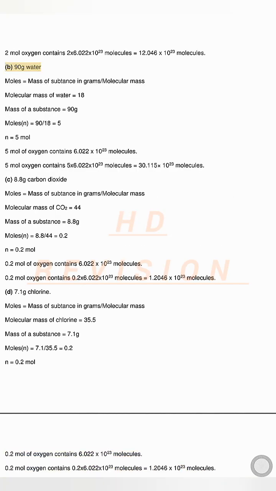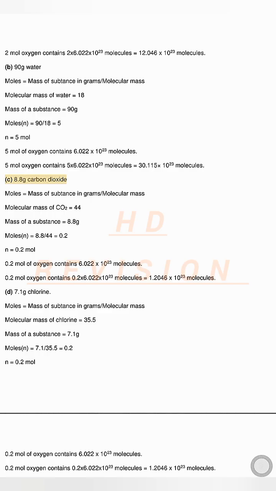B. 90 grams water. Moles equals mass of substance in grams divided by molecular mass. Molecular mass of water equals 18. Mass of substance equals 90 grams. Moles, n equals 90/18 equals 5. n equals 5 moles. 1 mole contains 6.022 x 10^23 molecules, so 5 moles contains 5 x 6.022 x 10^23 molecules equals 30.115 x 10^23 molecules.